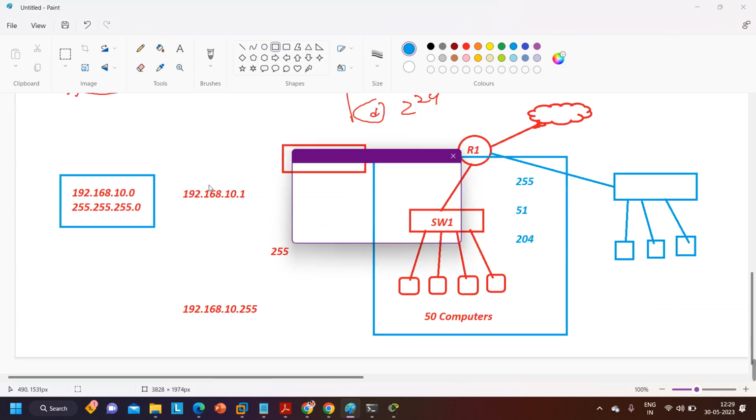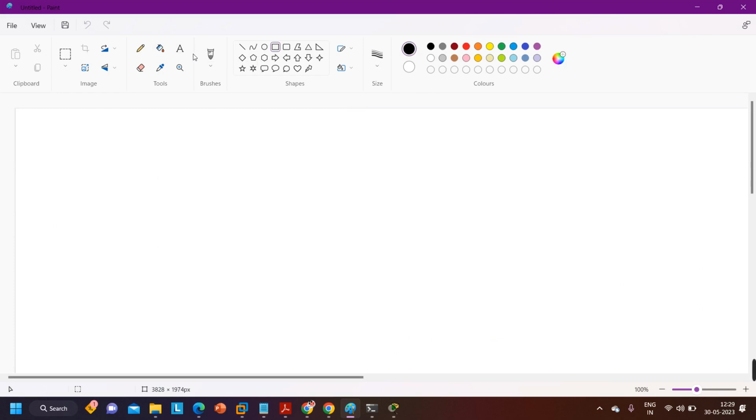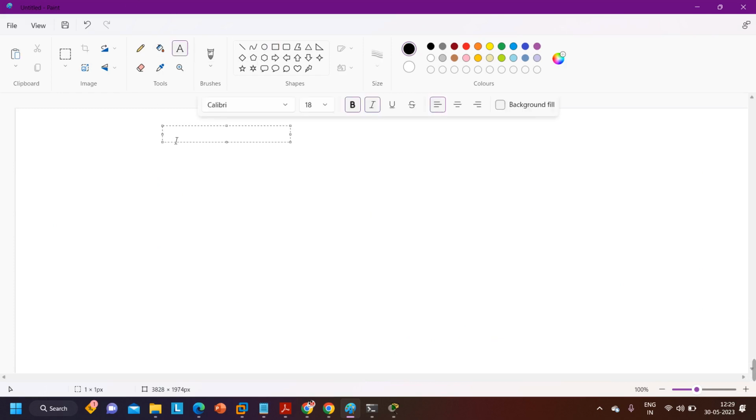But before that, let me make you understand one thing. Let's say I have one IP address, 10.10.10.10. What is the network ID of this IP address? Network ID means which network this IP address belongs to. It is a class A network, so the network ID is 10.0.0.0.